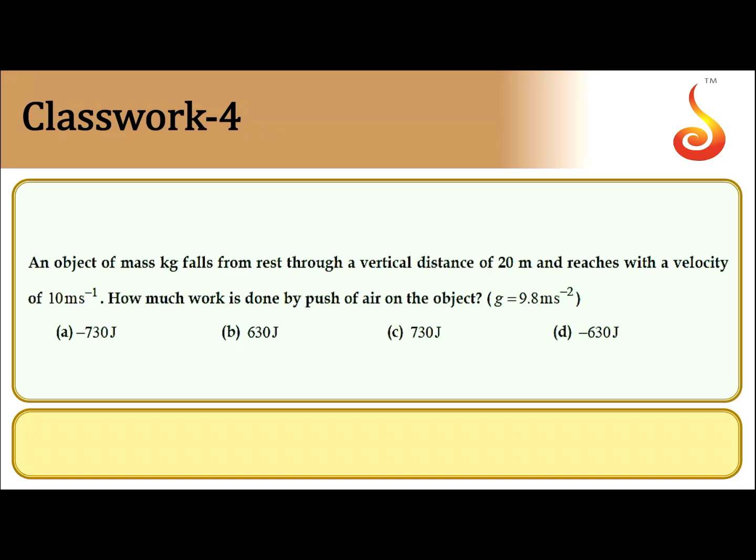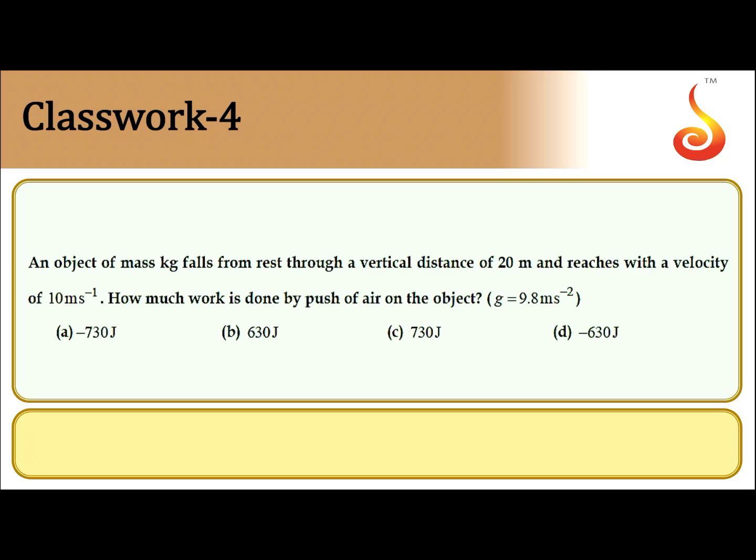Example 4. An object of mass m kg falls from rest through a vertical distance of 20 meter and reaches with a velocity of 10 meter per second. How much work is done by push of air on the object? g is given.